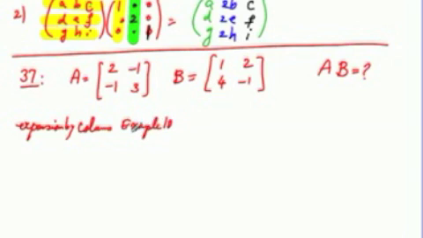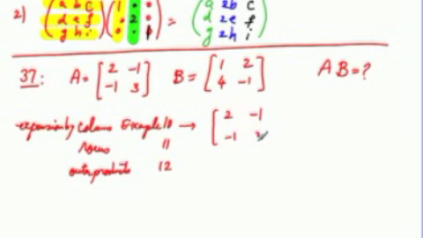And then expansion by rows. That's example 11. And the outer products, that's example 12. Okay. Expansion by columns says, so we have 2, minus 1, minus 1, 3. We are multiplying with 1, 2, 4, minus 1.